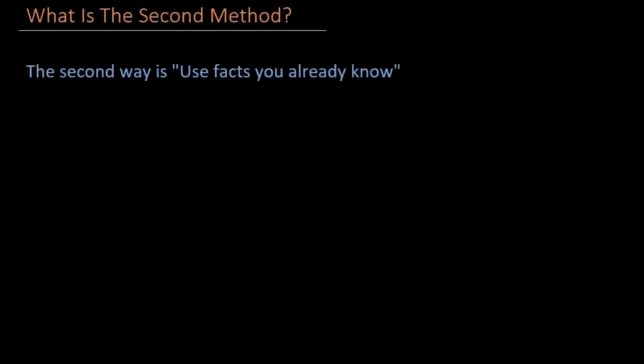Okay, so the second way is use facts you already know. What is the second method? The second method is use facts you already know. So what this basically means is I'm going to write a problem here and we're going to use that as an example. So suppose we have 6 times 4. Suppose we have 6 times 4.